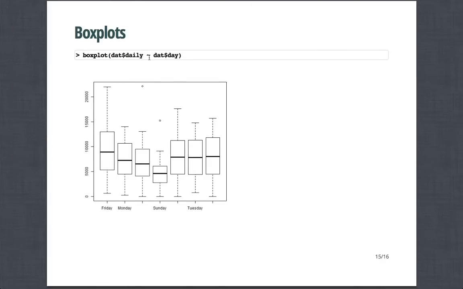Box plots are also useful. Again, as I showed you in the very first slide or two, they work by saying what's on the y-axis, tilde, what's the factor or groups on the x-axis, and so that gives you a sense of the distribution of ridership by day.